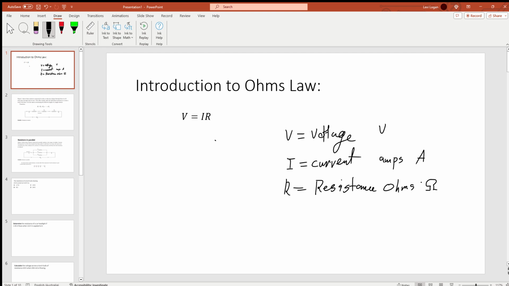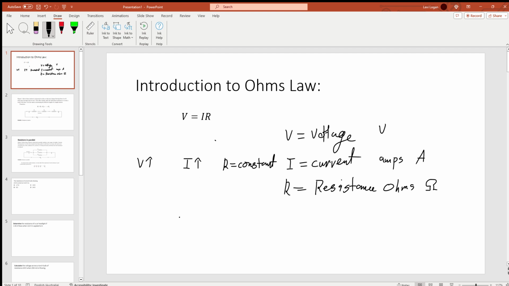From looking at this formula, we can see voltage is the product of both current and resistance. What that means is if your voltage increases, then your current's going to increase, if your resistance is kept constant. For example, let's say the resistance in a circuit is kept constant and I increase the voltage, I'm going to increase my current.